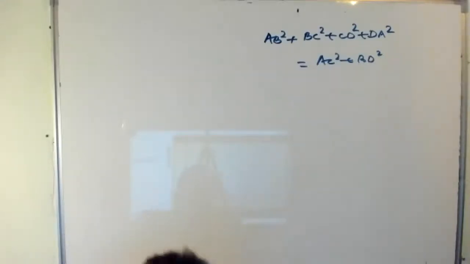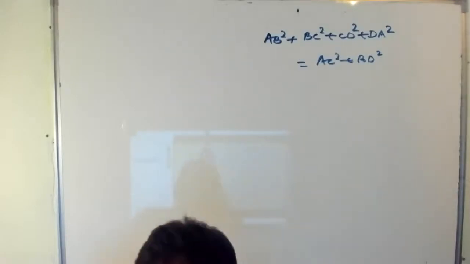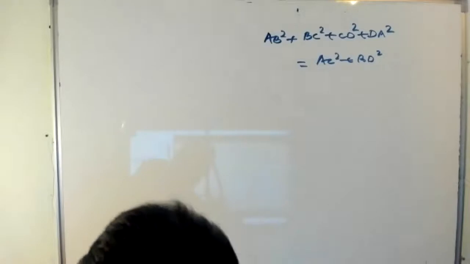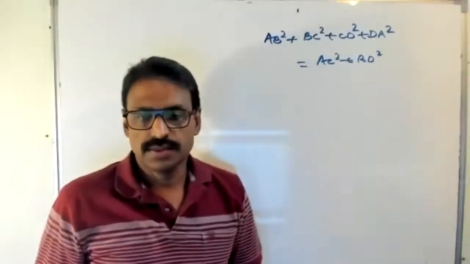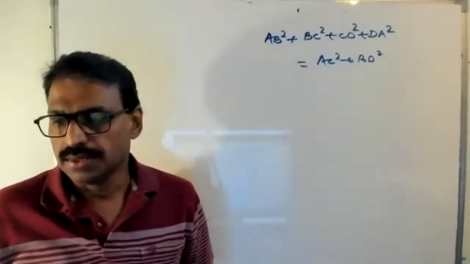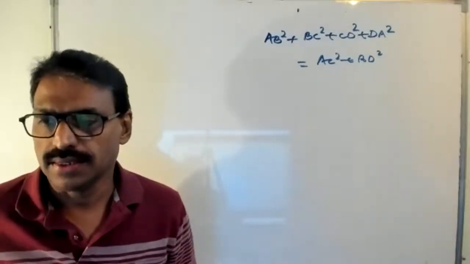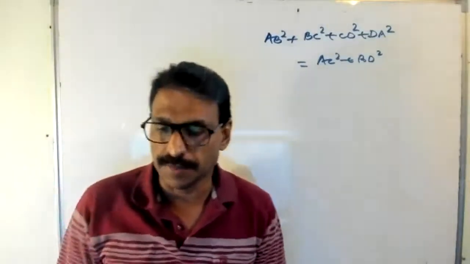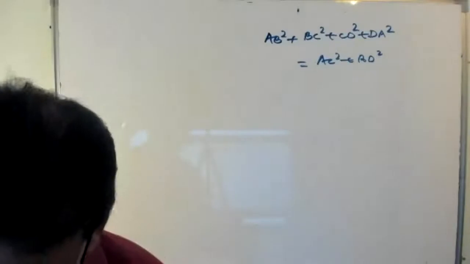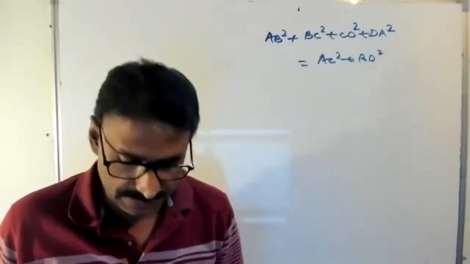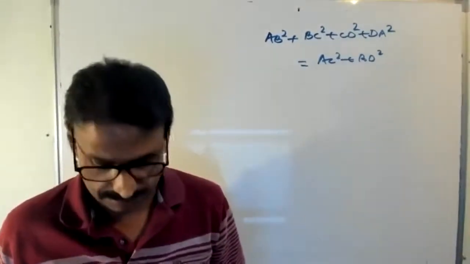ABCD is a rhombus. Prove that AB square plus BC square plus CD square plus DA square equal to AC square plus BD square. You know what are the properties of a rhombus? Properties of a rhombus is what? All sides are equal. Diagonals bisect. Diagonals perpendicularly bisect each other. Okay.